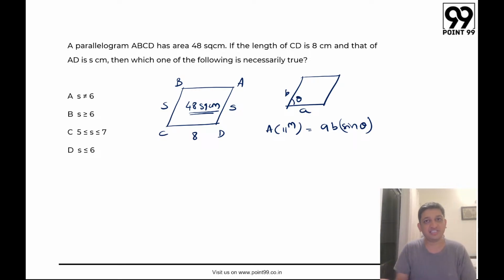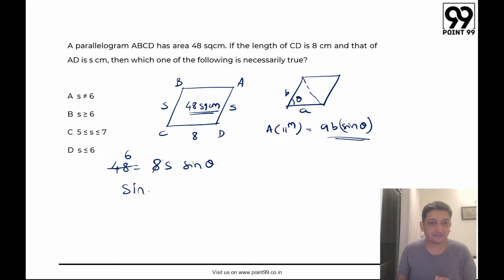Even if you don't know this concept, if you know the triangle wala concept, same ही चीज है, because a parallelogram consists of two triangles which are of equal areas. So half AB sin theta होता है in case of a triangle. In case of a parallelogram, it's simply twice of that. So AB sin theta होता है. So the area of this parallelogram 48 is equal to 8 into S into sin theta, sine of the angle between them. So we will get S or sin theta is equal to 6 by S.